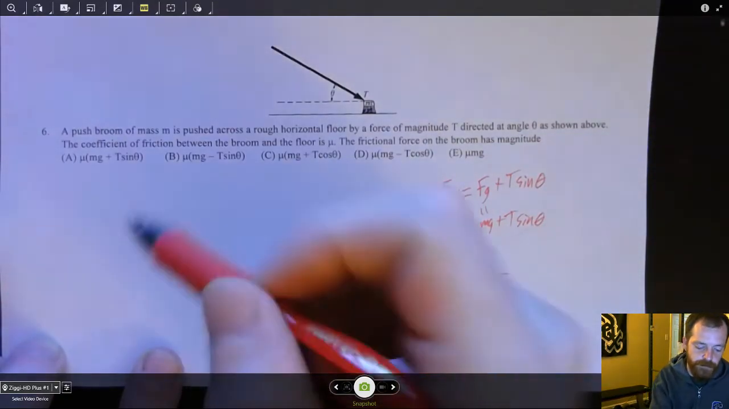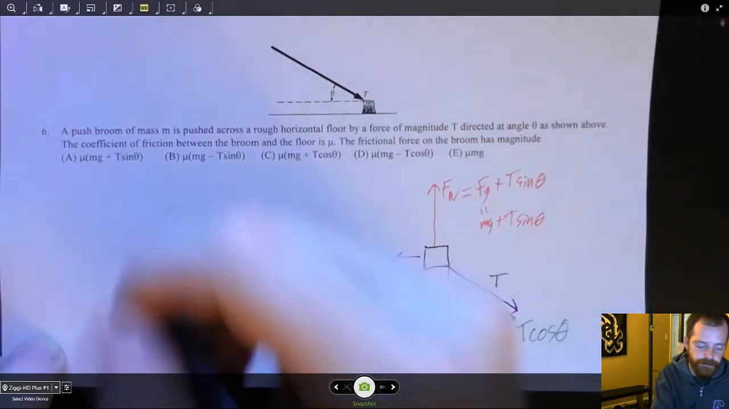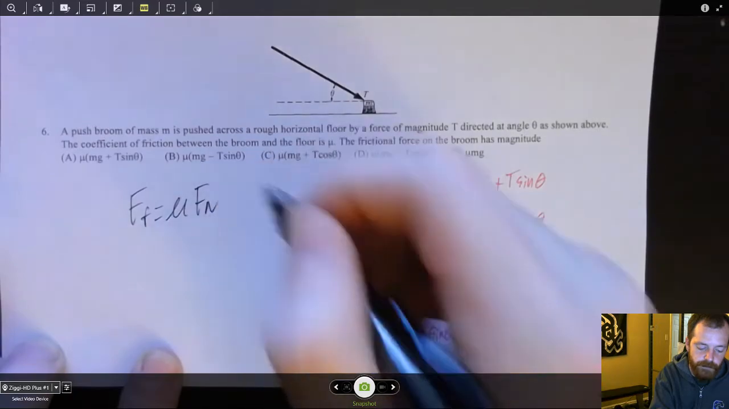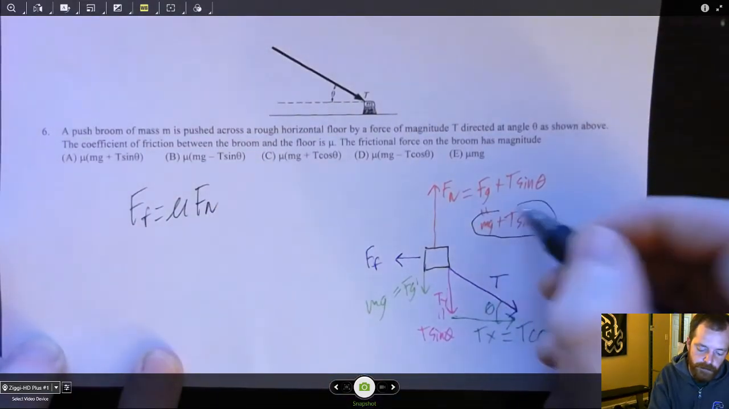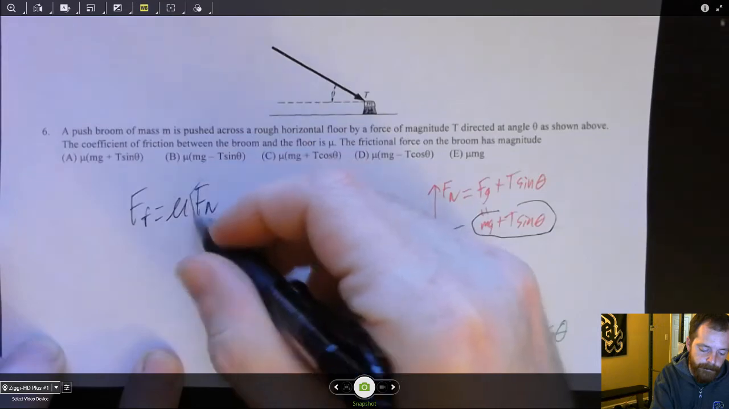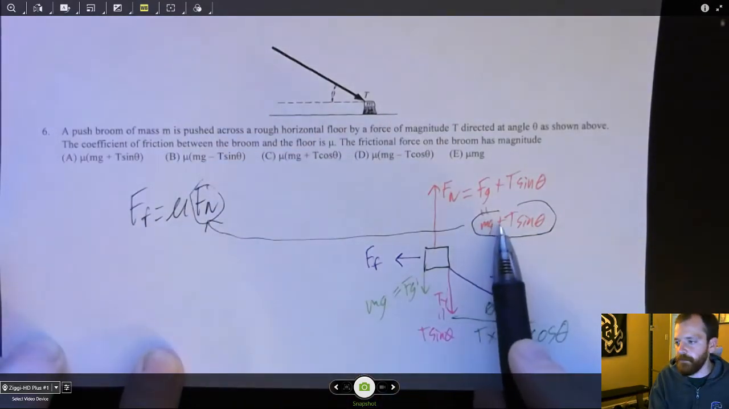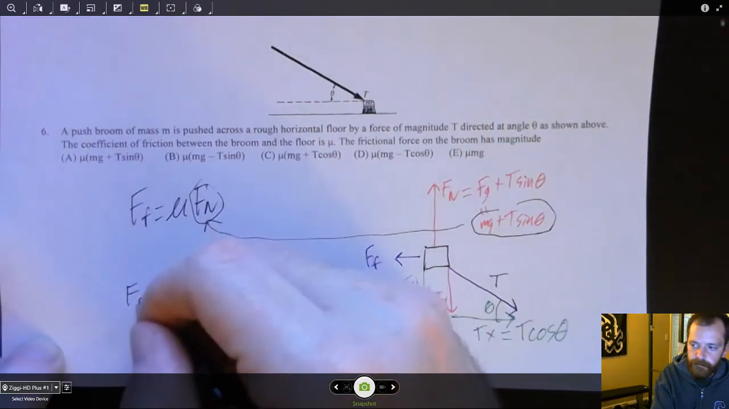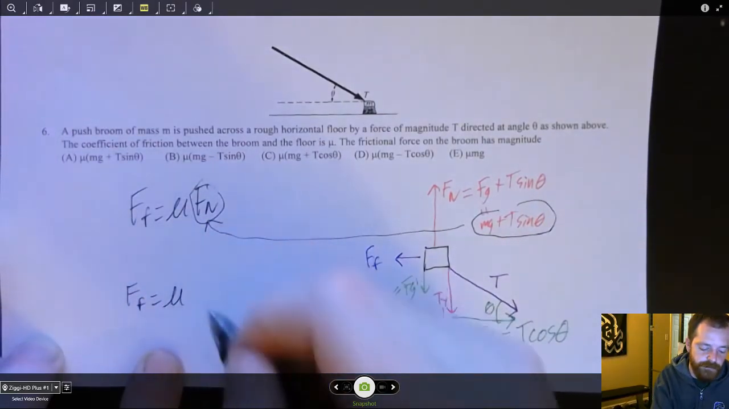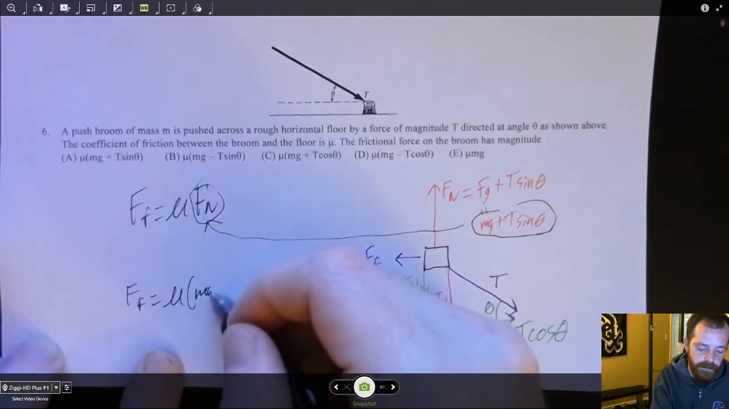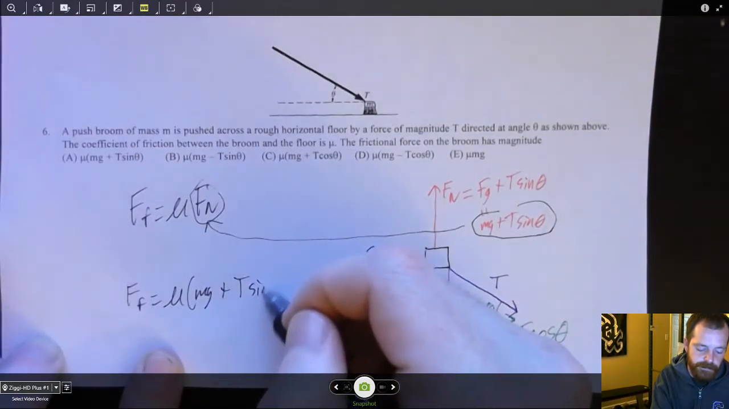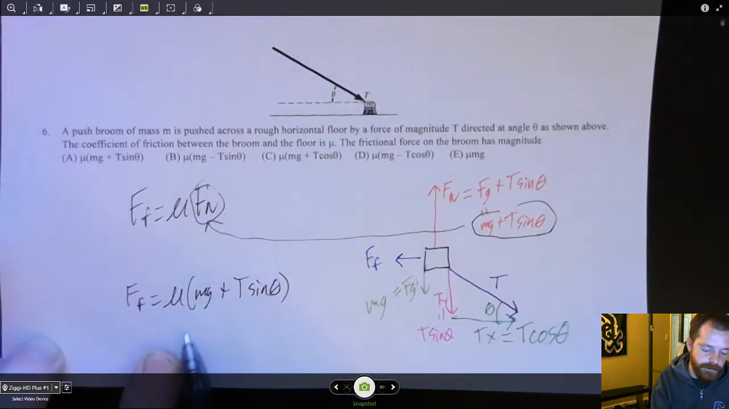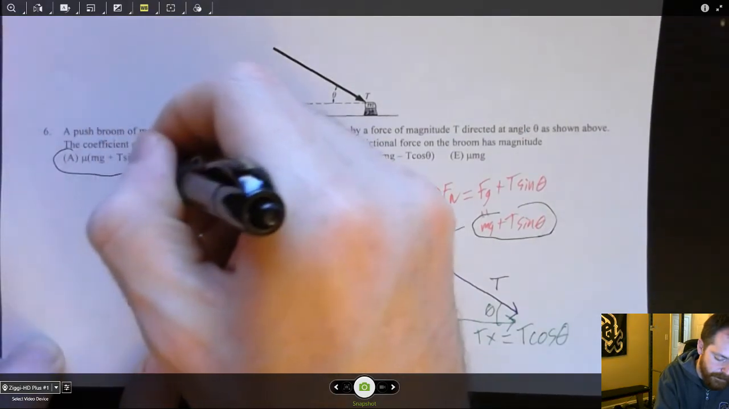So the frictional force, if we remember our friction equation, is equal to the coefficient of friction times the normal force, and we know that the normal force is the same thing as mg plus T sine theta. So the force of friction then can be found by taking the coefficient of friction and multiplying it by mg plus T sine theta. So the answer must be A.